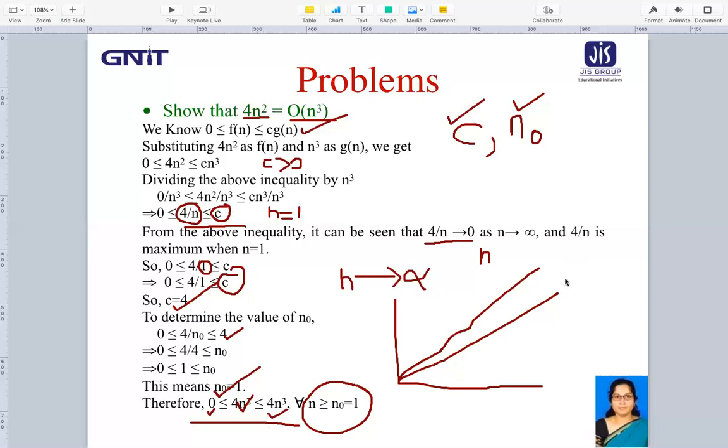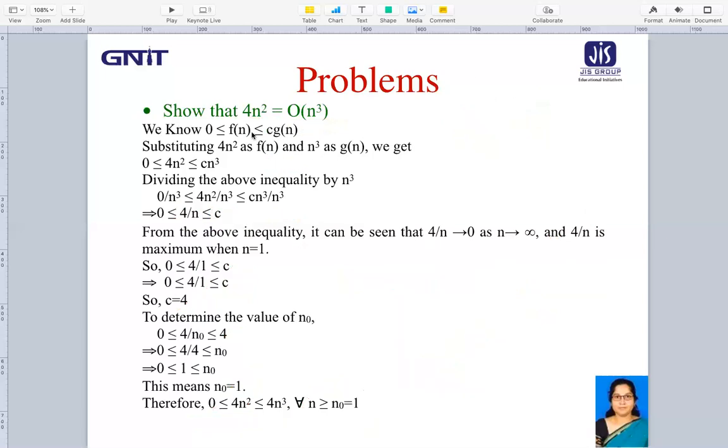So this is 4n square and this is n cube. Now 4n cube, so this will always be less than 4n cube. So given a problem, you have to solve this in this way.